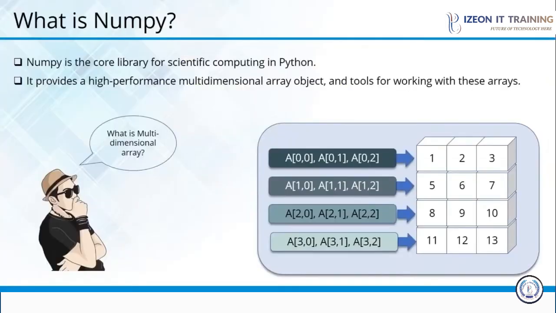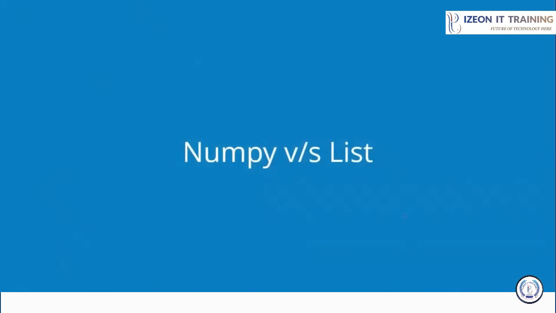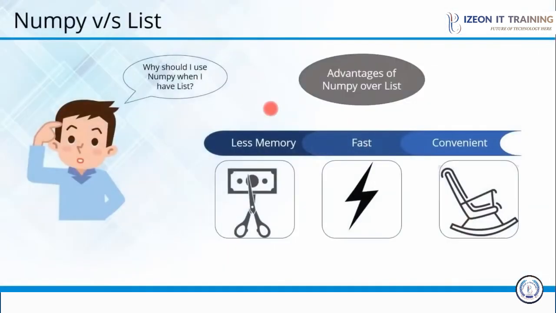Now let us see why we are using numpy instead of a list. Many of you might be thinking, why are we using numpy when we have lists? Basically we use numpy because of 3 main reasons. The first thing is it occupies less memory when compared to lists. Then it is pretty fast when you compare it with a list, and at the same time it is very convenient to work with numpy. So these are the 3 major advantages that numpy has over lists, and that is the reason why we use numpy instead of lists. Now don't worry, I'm going to prove it to you practically by opening my PyCharm.